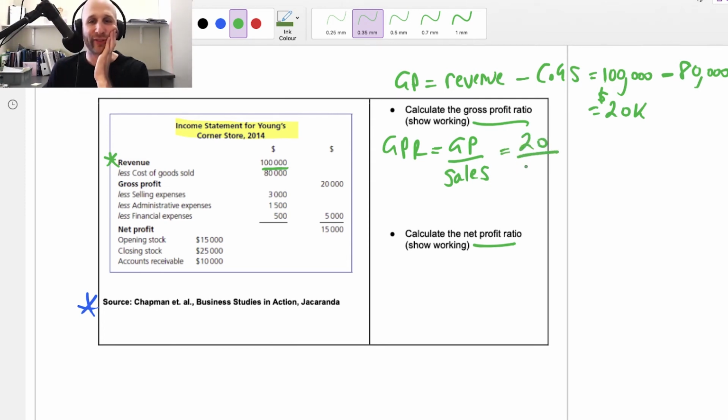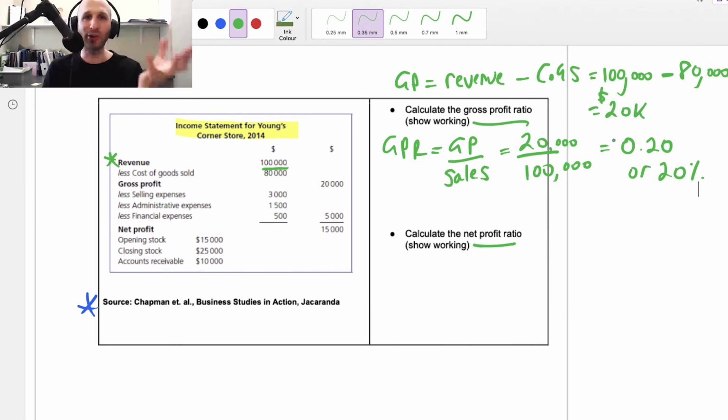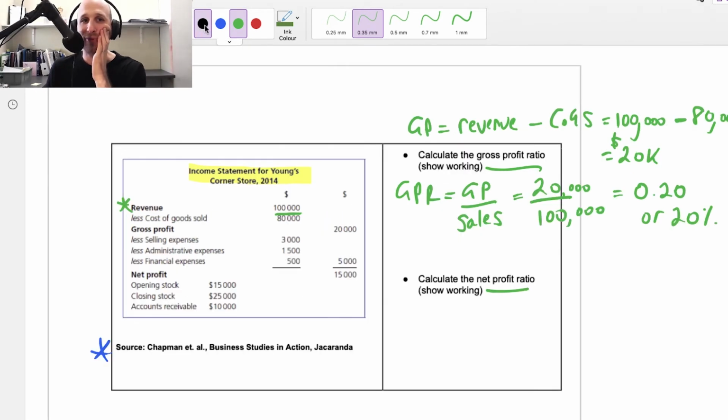And then sales is 100,000. I'll just put the full numbers so it's not too confusing. Then that will equal 0.2 or 20%. So for every dollar that's sold, this business keeps 20 cents in gross profit. Now let's have a look at what happens to net profit.